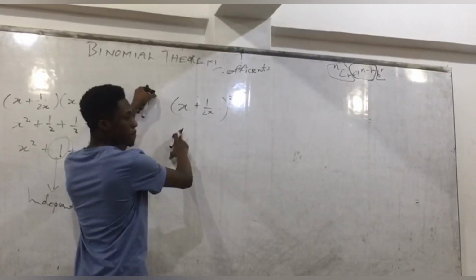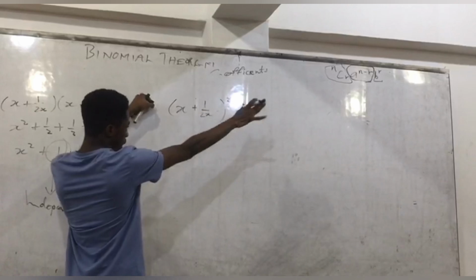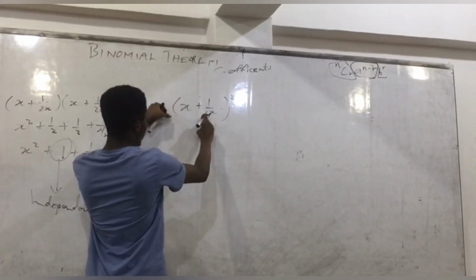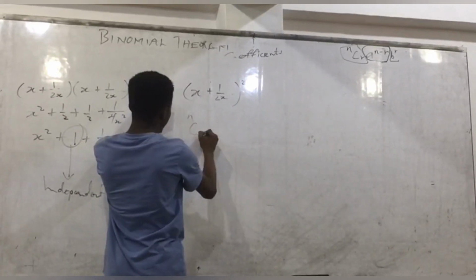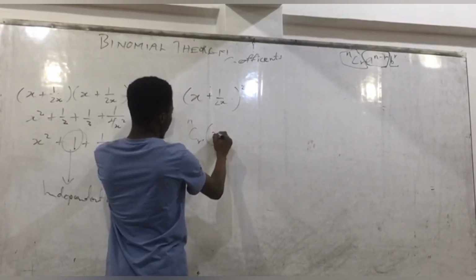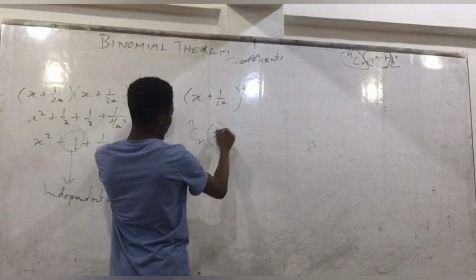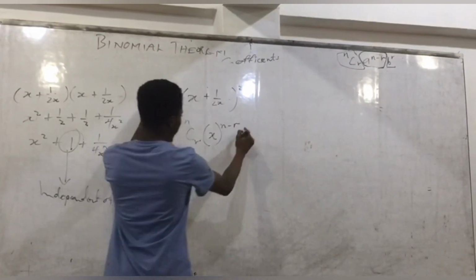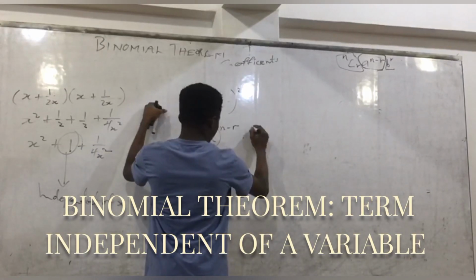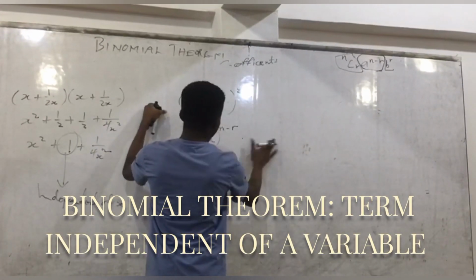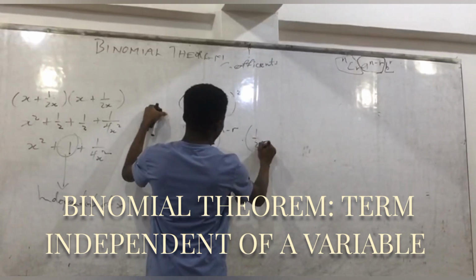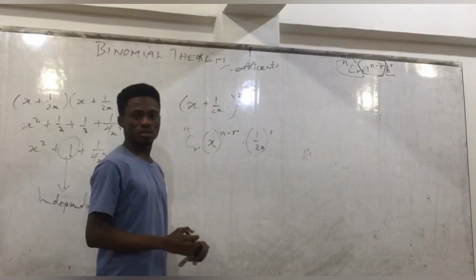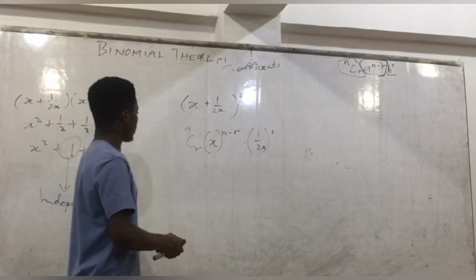So when we are using the formula, this becomes x and this becomes the whole of b. So we can say n combination r is equal to what? x, that's the a, to the power n minus r. So this is the x. Then times b, and the b can be replaced by 1 over 2x to the power r. So I said this whole side is b. Okay, so this is it.